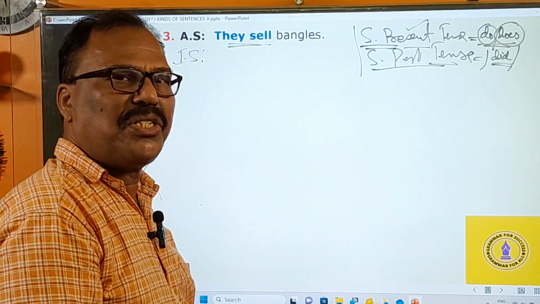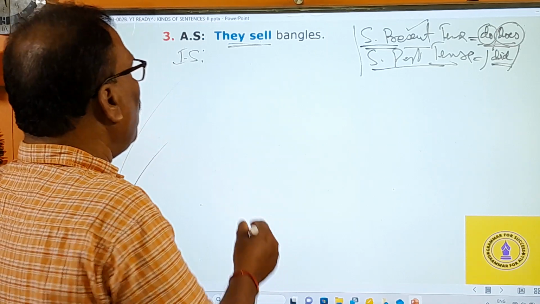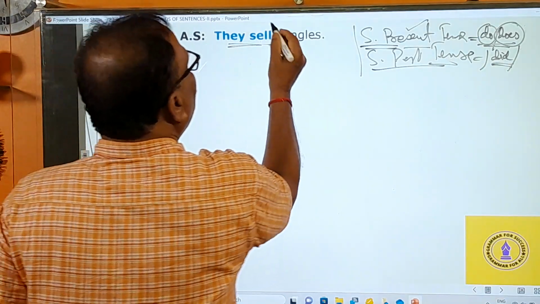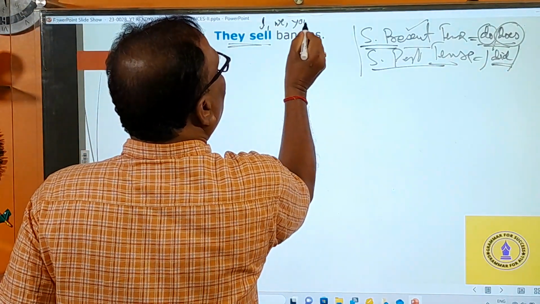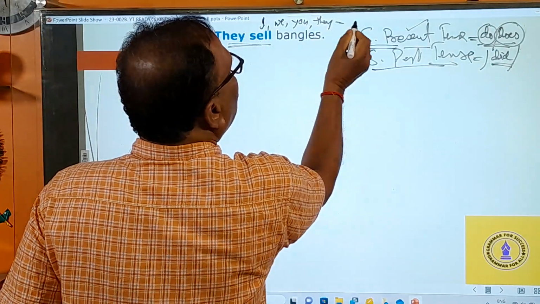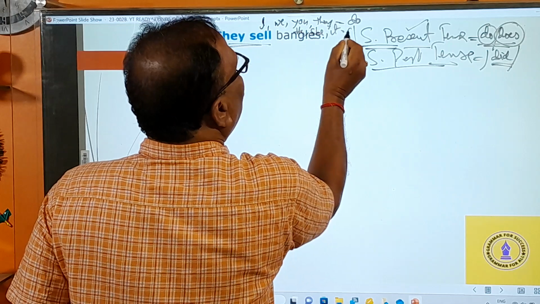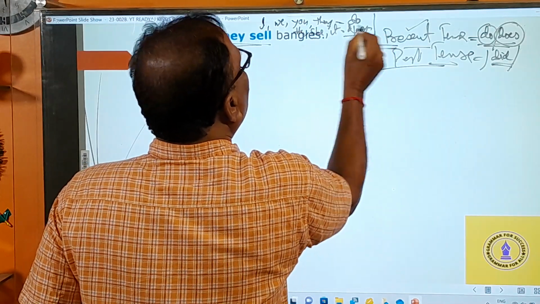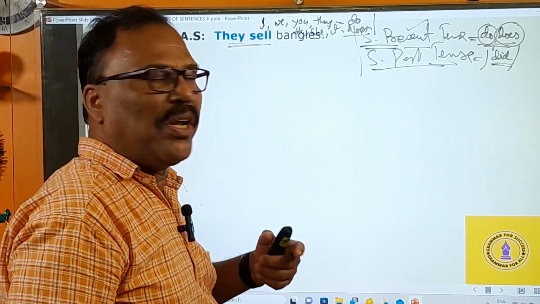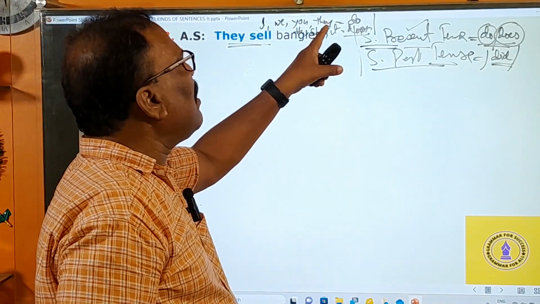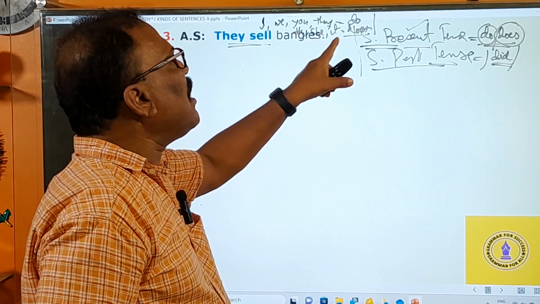Then how can you change it into the interrogative sentence? Now you borrow. You know very well. For I, what is that? We, you, they: you use do. For he, she, it, you use does. This point: for I, we, first person singular and plural, second person singular and plural, third person plural, we use do, and for he, she, it, third person singular, we use does.